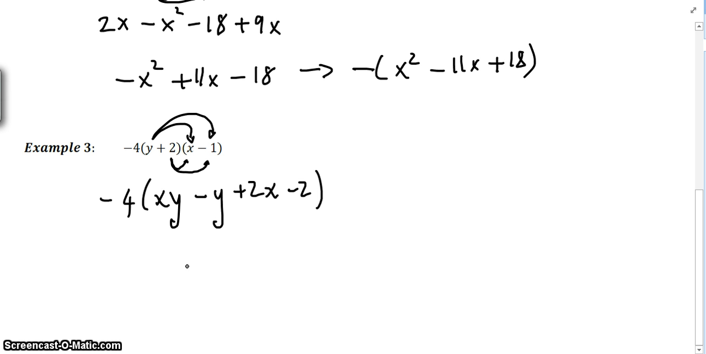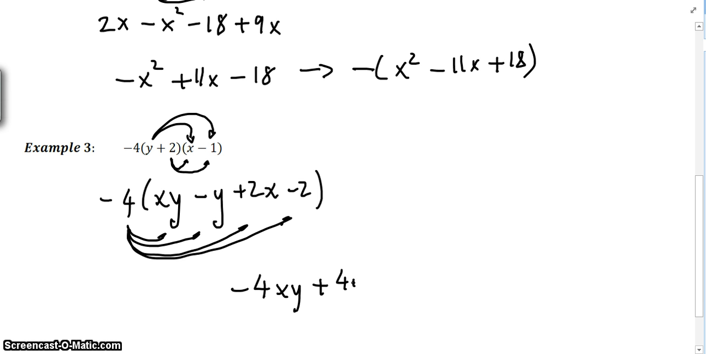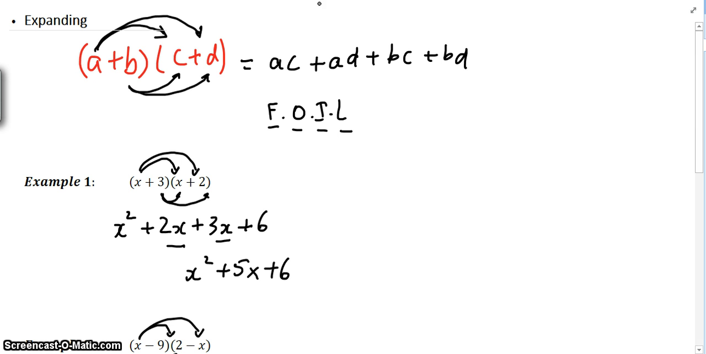And from here we can start expanding that 4 using simple expansion like this. What we end up getting is minus 4xy plus 4y minus 8x plus 8. And that is the fully expanded form of that equation. So just to recap, make sure you remember how to use FOIL, which is first terms, outside terms, inside terms, and then the last terms of the brackets.